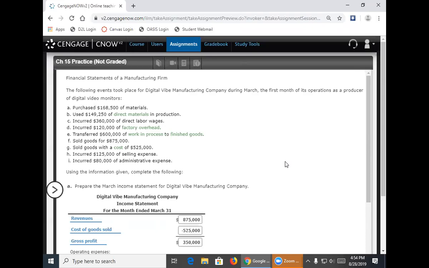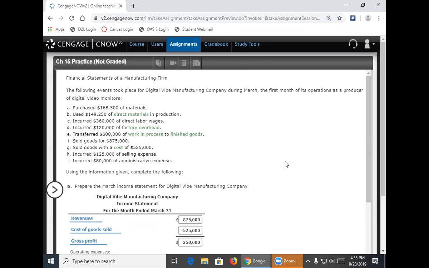So let's just kind of look there. Well, we can get our materials balance. We had 168,500. We used 149,250. So what's my new materials balance? 19,250. And that's like the ending balance, right? So 168,500 minus 149,250. Materials has 19,250 left that we can use next April.